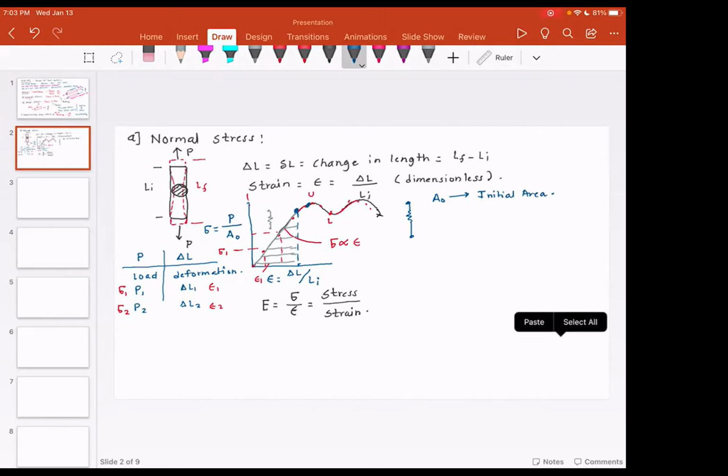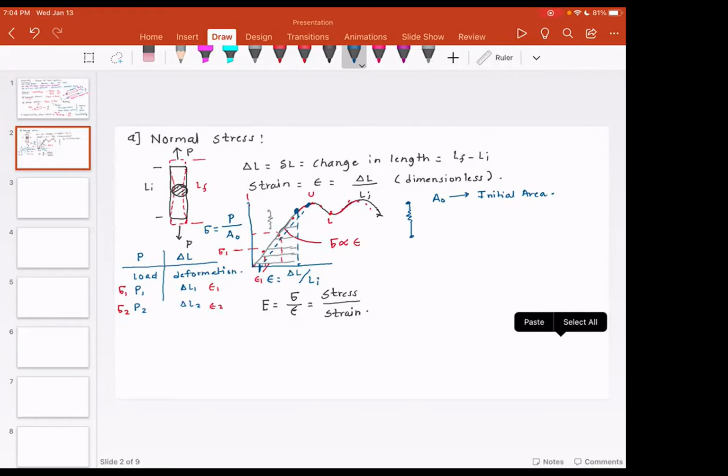What it means is, if you let the load go to 0, the material will follow this path and it will have a non-zero strain at 0 stress. So I will repeat this. Once you stretch the material beyond the elastic limit, the material starts to yield. To yield means to give up. Material sort of gives up.